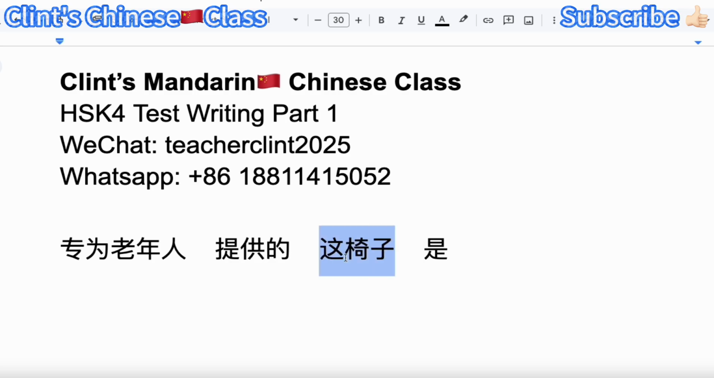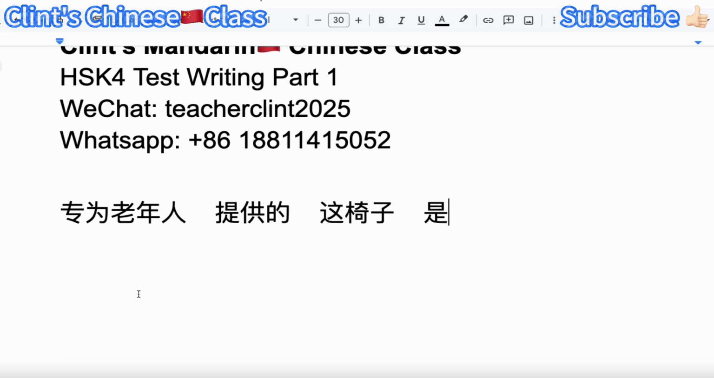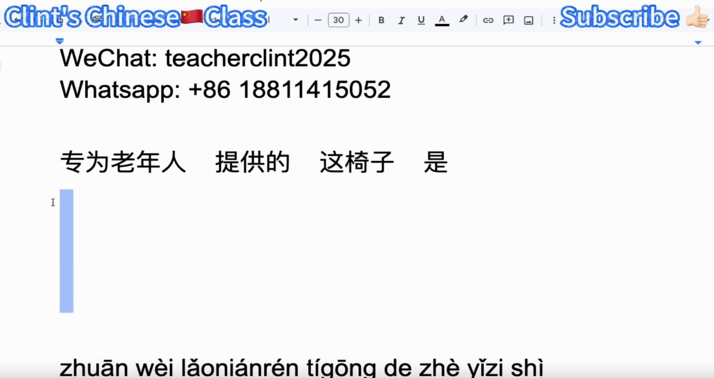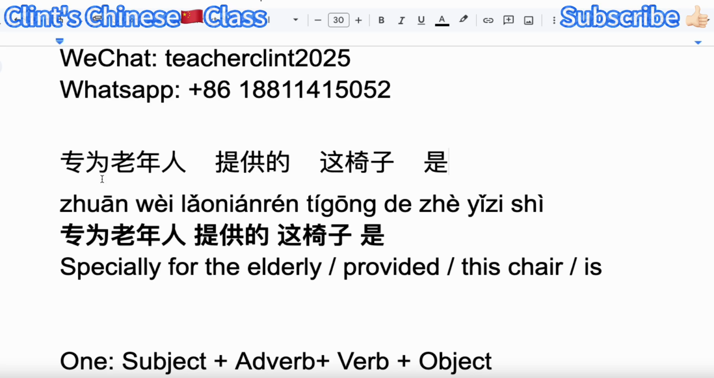这椅子, this chair. So this is a demonstrative pronoun, like this, that. 这 means this. 是 is to be, the same as am, is, are in English, but in Chinese we have only one 是 for all the to be words. Now to help you better understand, let me show you the pinyin and English. So through this lesson, you can also accumulate some words, especially if they are new to you.